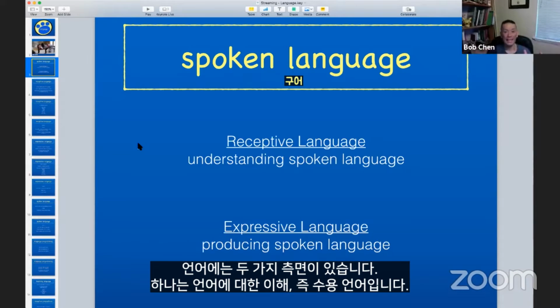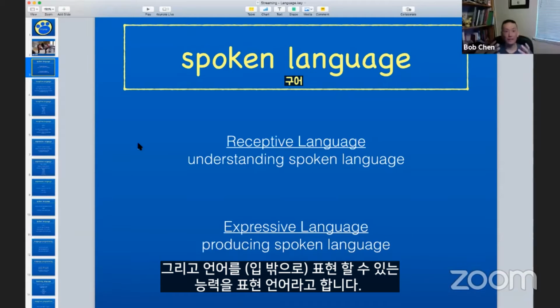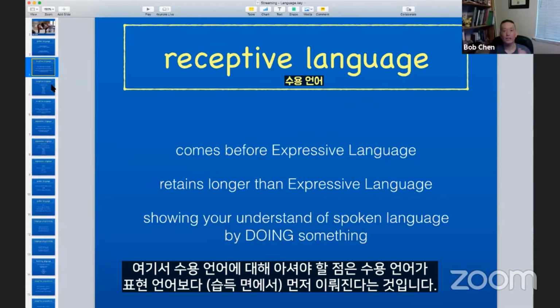So there's two aspects to language, okay? One is the understanding of language, and that's called receptive language. And then there's creating, producing, saying language. And the ability to do that is called expressive language. All right, so some things to understand about receptive language then.